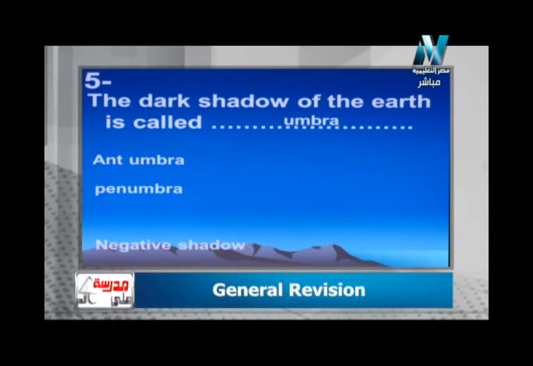So what about the penumbra? The penumbra is a faint shadow. It is a shadow, but a little faint, not very strong, not completely dark. So again, the dark shadow area of the earth is called umbra, but penumbra is a faint outer shadow.